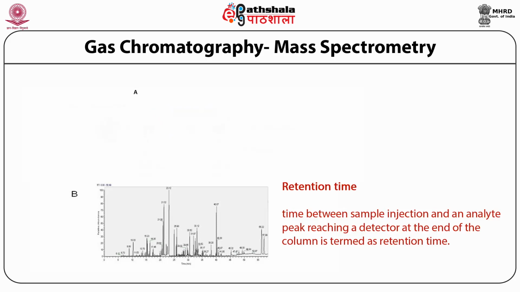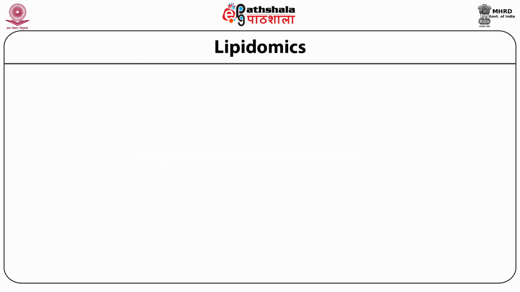And so they would have spent a lot of time, or would have been retained in the column for a longer time, so they will have a higher retention time. All the techniques that we have discussed so far are used to analyze individual lipids or separate individual lipids from a lipid mixture. And all these techniques can be made use of in order to look at the complete lipid profile within a cell or a tissue or an organism.